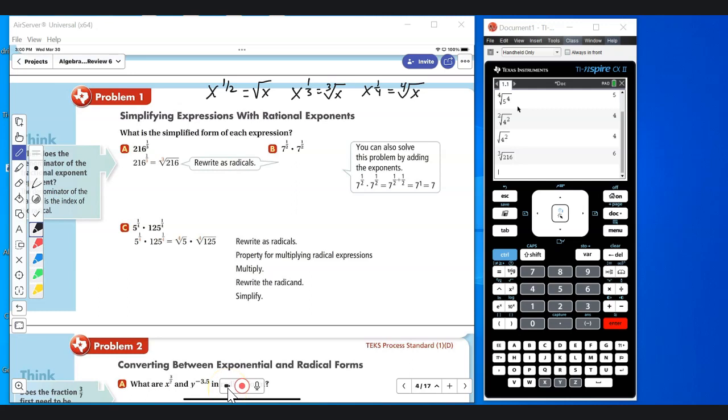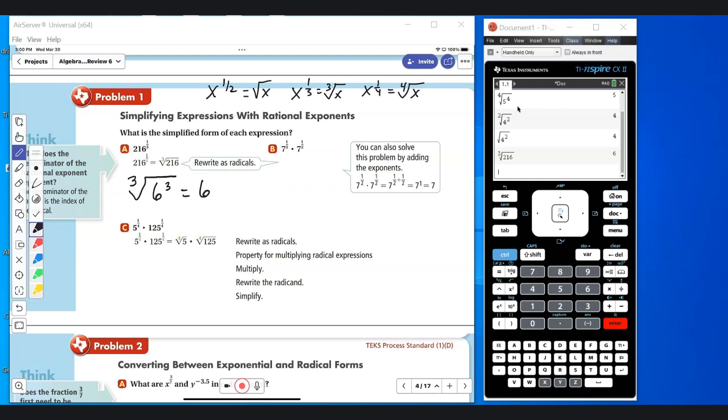Okay, we have 216 raised to the power 1/3, and it is the cube root of 216, and we know that it's going to be 6 to the 3rd. And remember what we said in our last lesson, the exponent and the root kind of cancel each other. So the cube root of 6 to the 3rd is just 6.